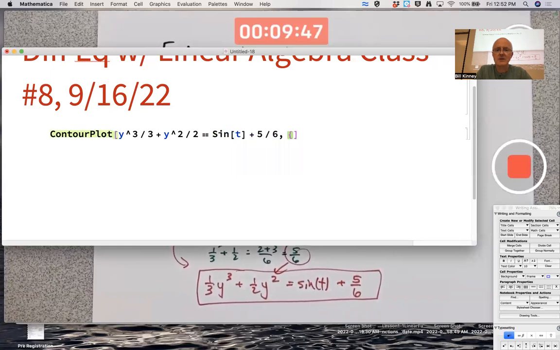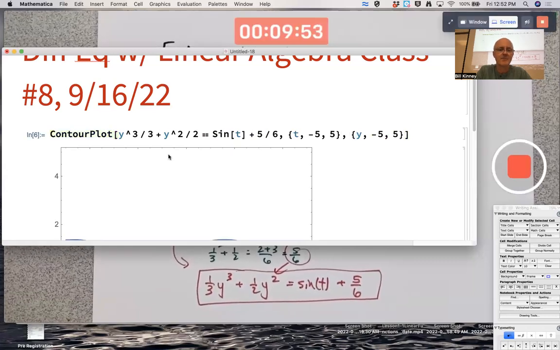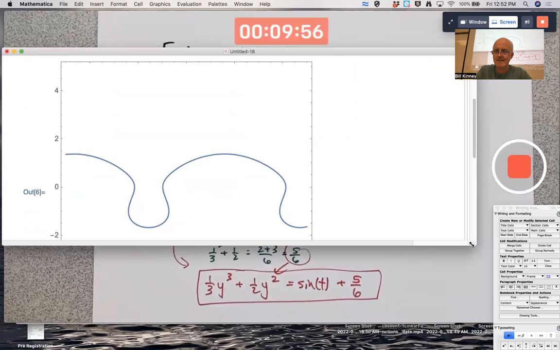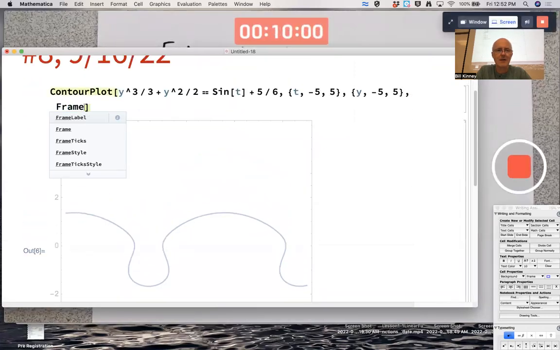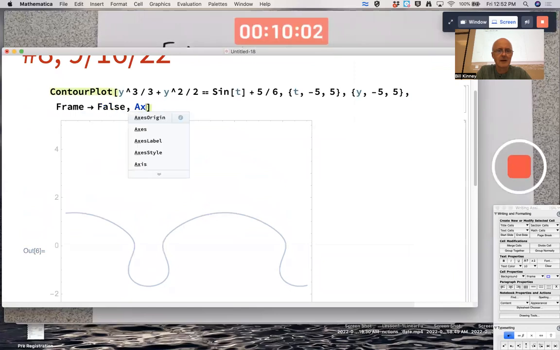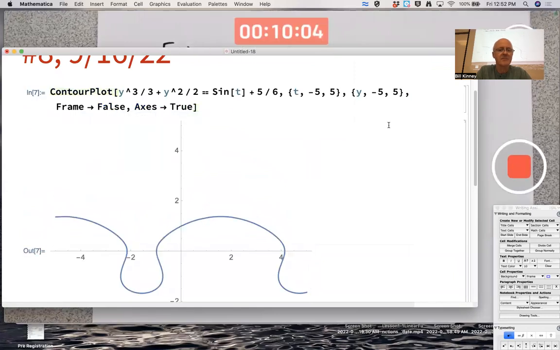What kind of window should I use? Oh, I don't know. T goes from -5 to 5, y goes from -5 to 5. Let's just see what we see. Hey, kind of pretty. There it is. That's the solution.